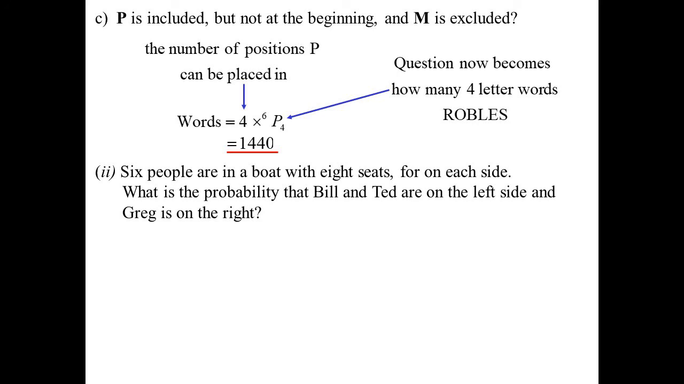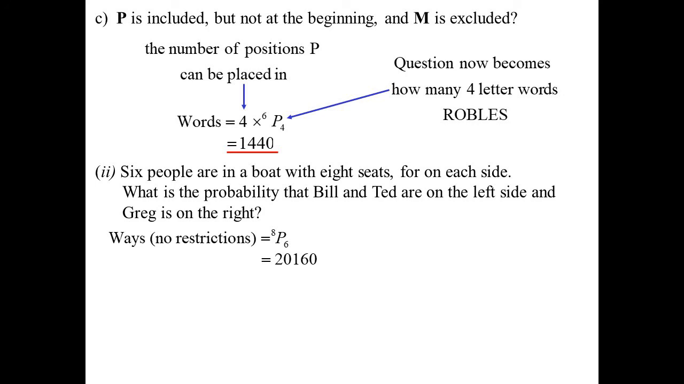It's probability, so the first thing I'm going to work out is the sample space. How many is it out of? So no restrictions. There are 8 seats. We're going to end up using 6 of them. So 8P6. And that works out to be 20,160 different ways these people could sit in the boat.